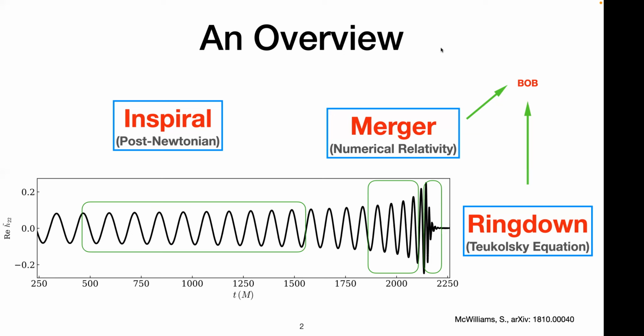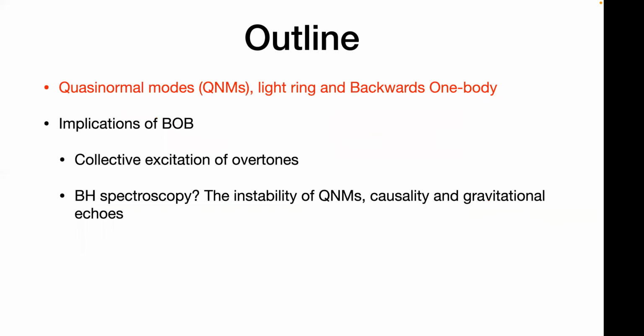In this talk, I will be talking about this model, but before going into the details, I should emphasize that the study of this BOB model is still at a very preliminary stage. So far, there is only one paper about this, so this model could end up being merely a phenomenological model that happens to agree with numerical relativity, or it could be that there is some deeper physics behind this. So far, we still don't know the answer.